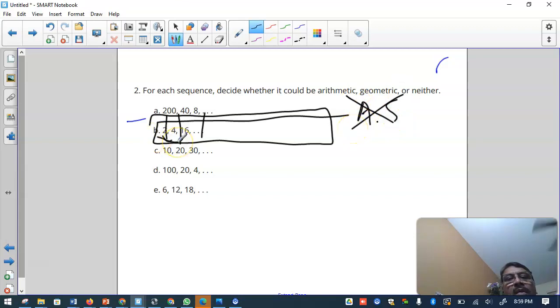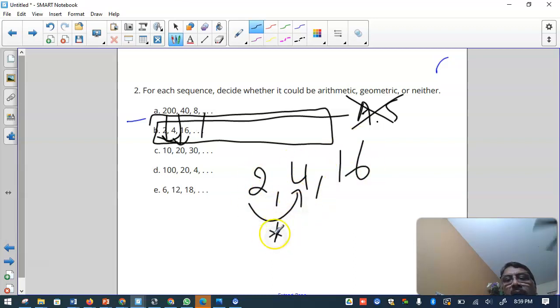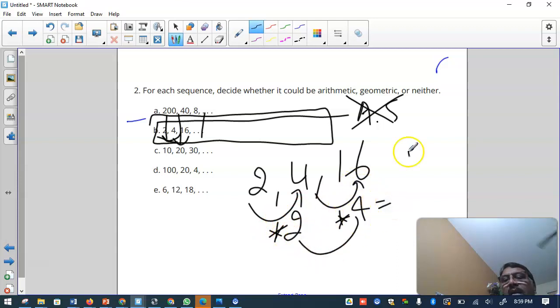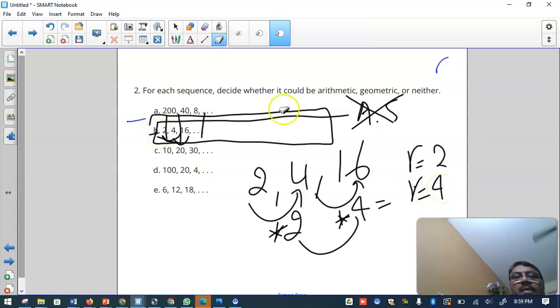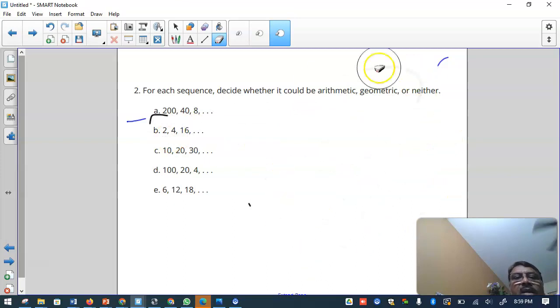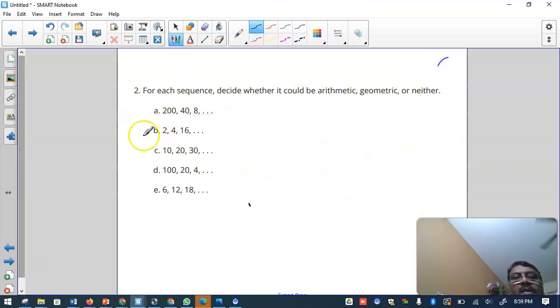So 2 times 2 is 4, and here it is 4 times 4 is 16. So naturally, if it is 2, 4, and 16, here you are multiplying by 2, and here you are multiplying by 4. So this and this are not the same. So the R is different: for the first one it is 2, and for the second one it is 4. So they are not the same. So that's neither an arithmetic sequence nor a geometric sequence. So we can write here: this is neither an arithmetic sequence nor a geometric sequence.